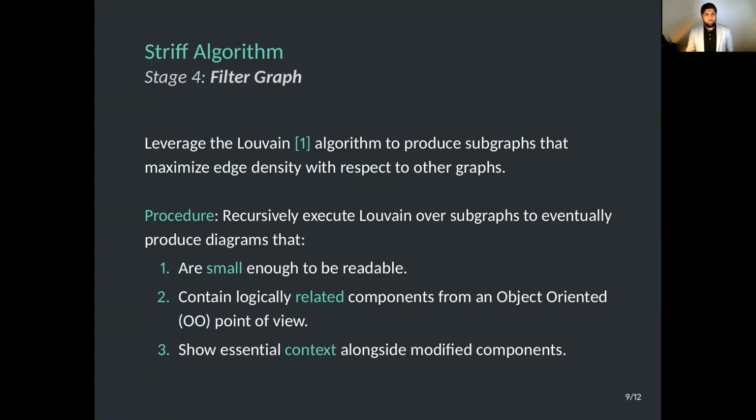And lastly, we get diagrams that show essential context alongside modified components. And that's for the same reason as mentioned in point number 2, that we're weighing edges according to the UML relationship represented between those components. And so when the Louvain algorithm runs and generates neighborhoods and subgraphs, they contain a lot of highly connected components in the same diagram.